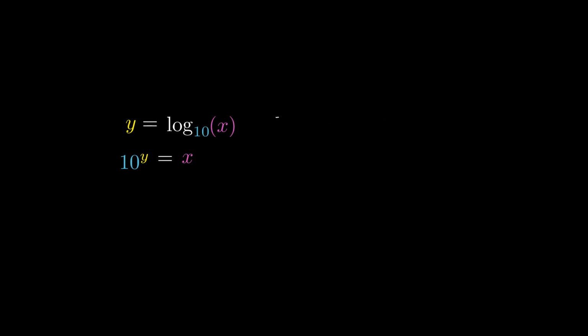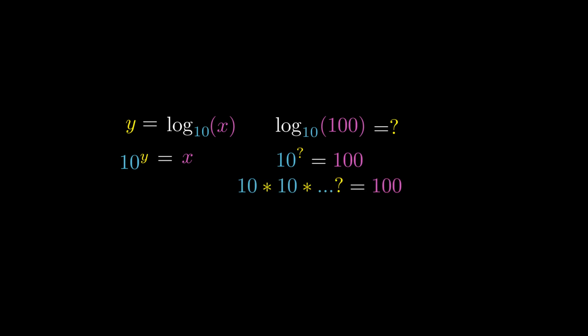Let's do another. What is log base 10 of 100? Using the relationship of log with exponents, this is the same as 10 to some power equals 100. So to find the log we are asking, how many times do we multiply 10 to get 100? But we know 10 times 10 is 100, right? So we multiply 10 2 times. So 10 squared is 100, and that means log base 10 of 100 is 2.